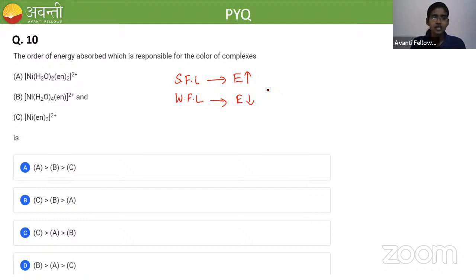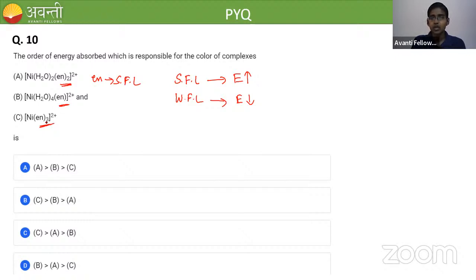We should know that H2O is a weak field ligand, right? And ethylene diamine is a strong field ligand. So now you can get the answer for this question, I think. In the first complex A, we have 2 strong field ligands. In case of B, only 1. In case of C, we have 3 ethylene diamine.